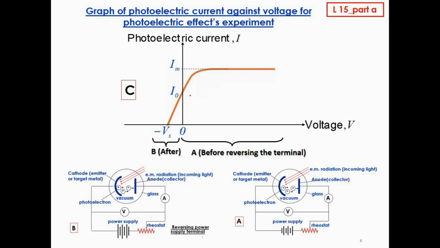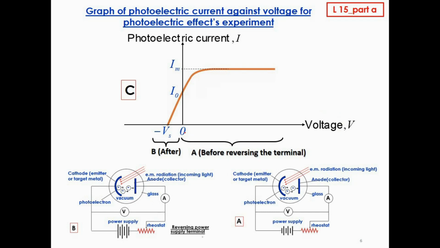Figure C shows a graph of photoelectric current I against voltage for the photoelectric effect experiment. This graph can be divided into two parts, part A and part B. Part A is before reversing the terminal, cathode connected to negative, anode connected to positive. And part B is when the terminal is reversed, where cathode is connected to positive terminal and anode connected to negative.